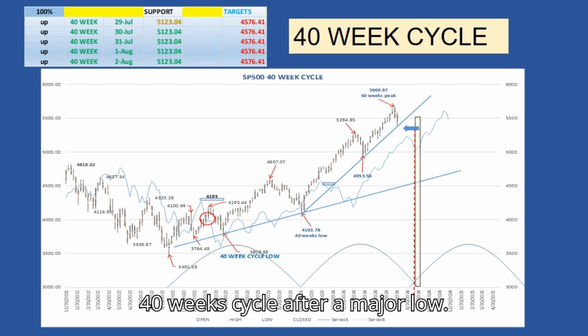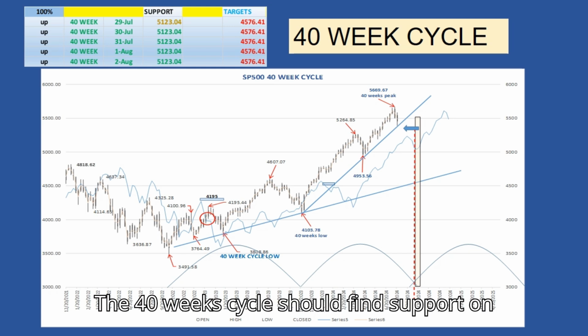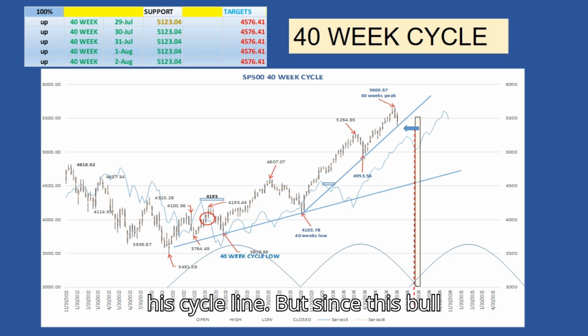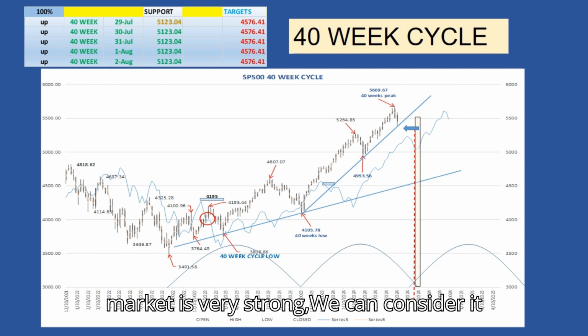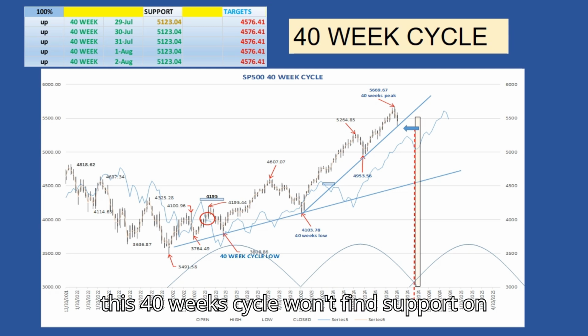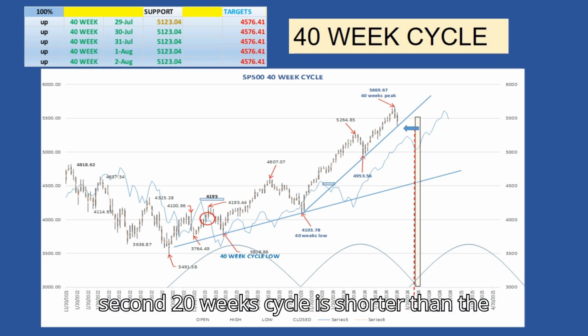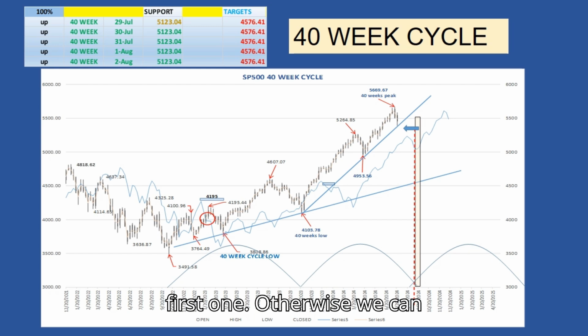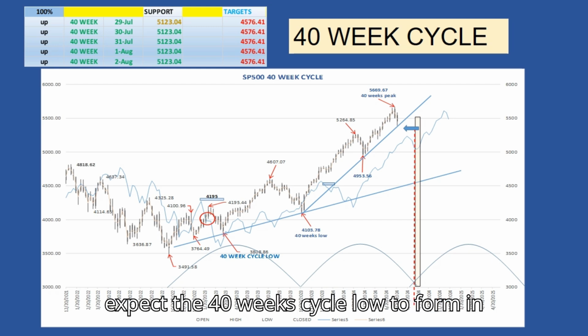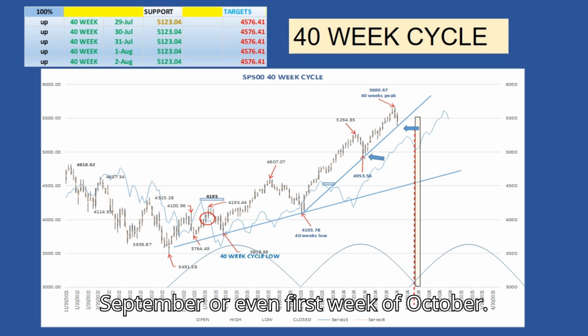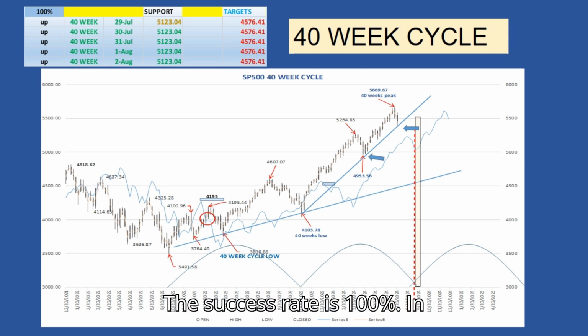Usually the first 40-week cycle after a major low should find support on his cycle line. But since this bull market is very strong, we can consider that this 40-week cycle won't find support on his cycle line. In this case, the second 20-week cycle is shorter than the first one. Otherwise, we can expect the 40-week cycle low to form in September or even the first week of October. The success rate is 100%.